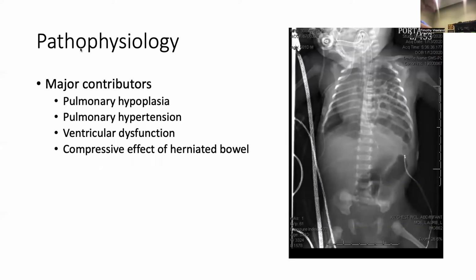So the major contributors to what we see, the way that these babies behave postnatally, are pulmonary hypoplasia, small lungs, pulmonary hypertension, just a lot of strain on the right heart, ventricular dysfunction, and the compressive effect of the herniated viscera.